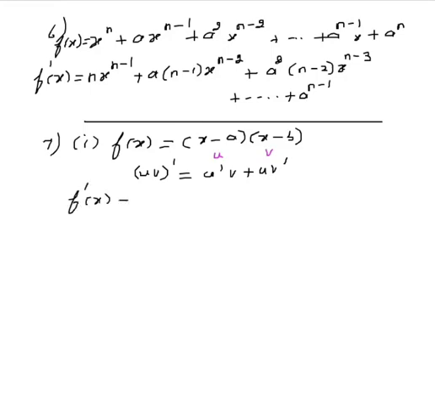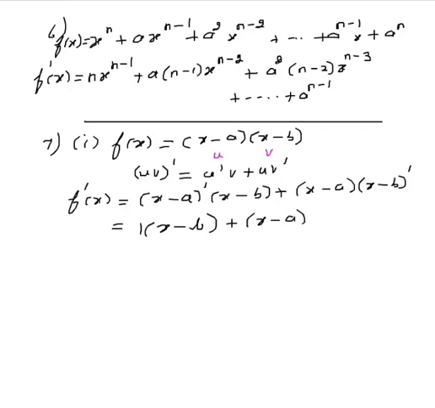So f dashed of x is equal to x minus a the whole dash into v plus u into differential of x minus b. Let us differentiate and write. Differential of x is 1 and differential of a is 0. So 1 minus 0 is 1. 1 into x minus b plus x minus a into differential of x minus b. Differential of x is 1, differential of b is 0. 1 minus 0, which is 1. Therefore, the answer is 2x minus a minus b.